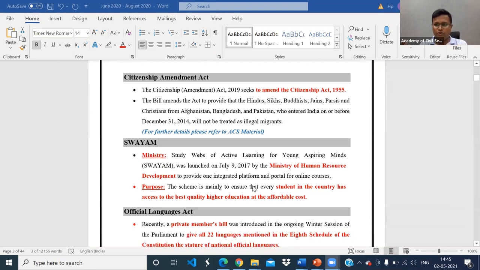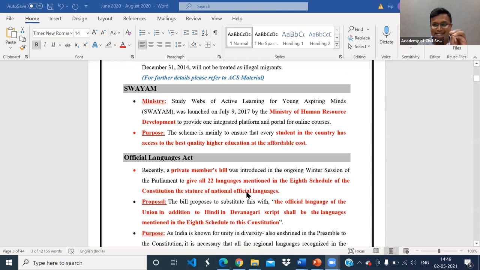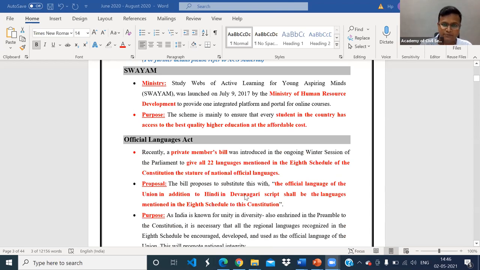Swayam. What is the meaning of Swayam? Self. It is a scheme of the Ministry of Human Resource Development under the Government of India, or the Ministry of Education under the Government of India, for promoting self-study, self-learning, giving certificates to the people after getting self-education. Then Swayam, as the term itself means, is a scheme for promoting self-education by the people of India, and it is a scheme of the Ministry of Human Resource Development.